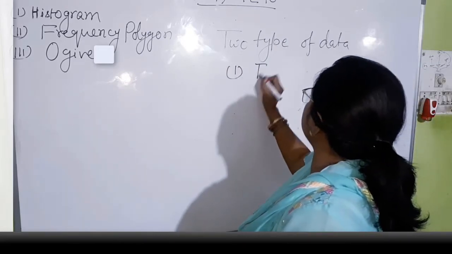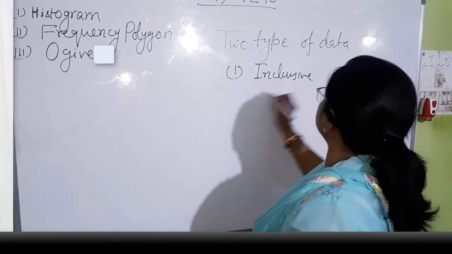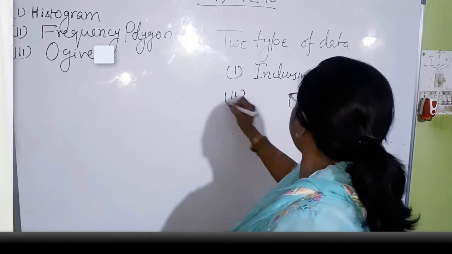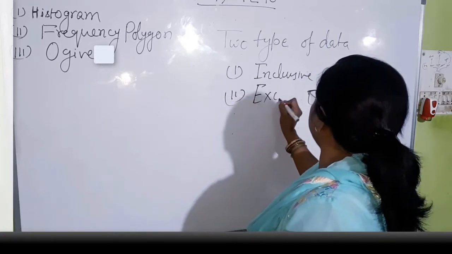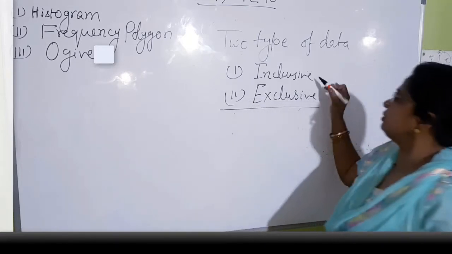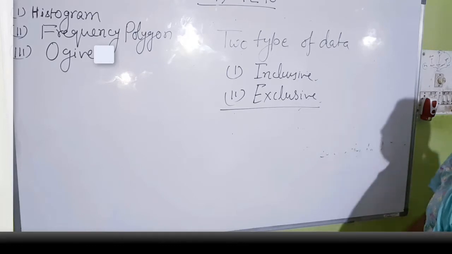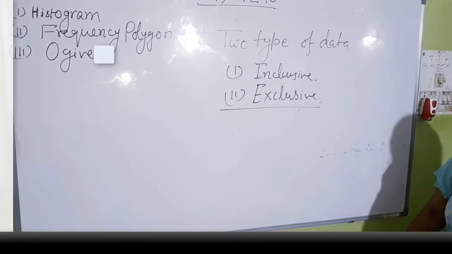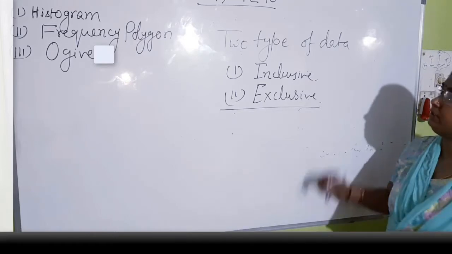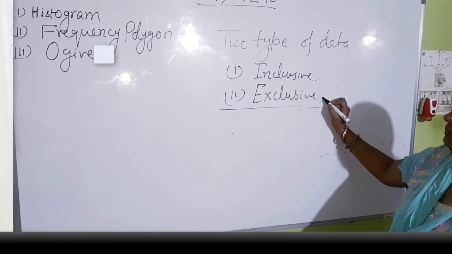First is inclusive and second is exclusive. There are two types of distribution of frequency. First is inclusive and second is exclusive.